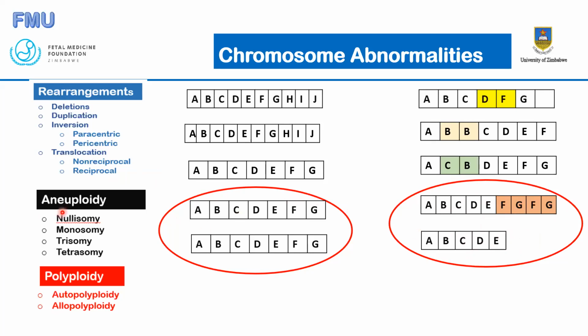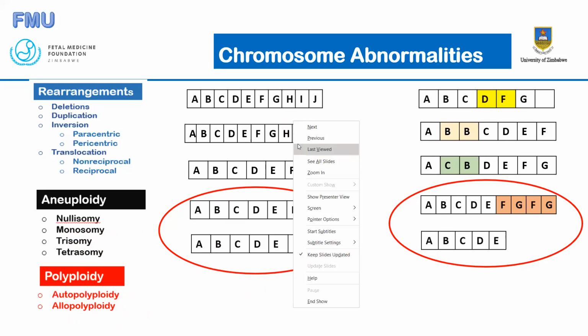Then we have aneuploidy: nullisomy, where both of the diploid chromosomes are missing, and monosomy, where one of them is missing. We have trisomy, where there's an additional chromosome, and tetrasomy. And then we have polyploidy, autoploidy and alloploidy. Autoploidy means the extra sets all come from the same individual, while alloploidy means the extra chromosome set comes from another species. So these are the chromosome abnormalities that we can identify when you do karyotype.